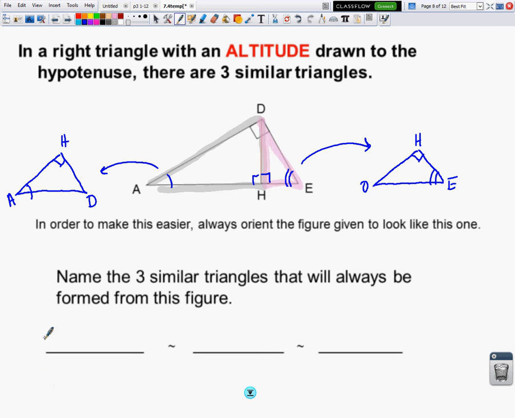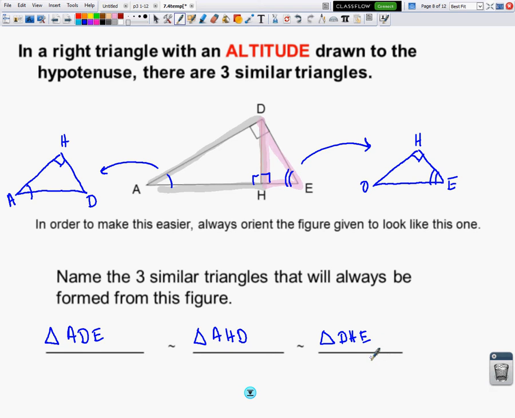So, if I start out with my main triangle, the original triangle, and I go A, D, E, what's it similar to in the gray triangle? AHD. And what's it similar to in the pink triangle? DHE.